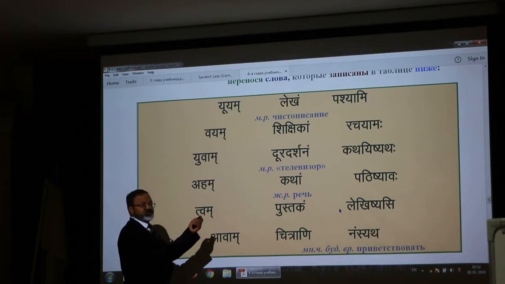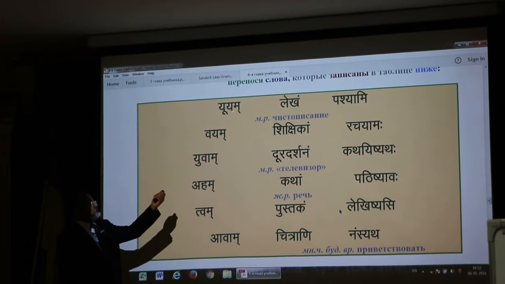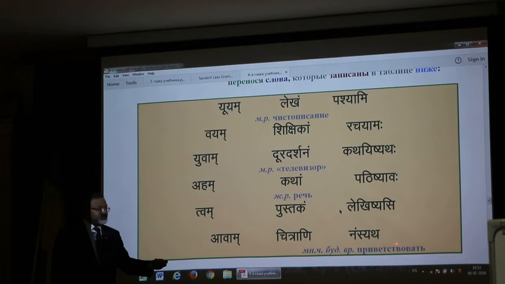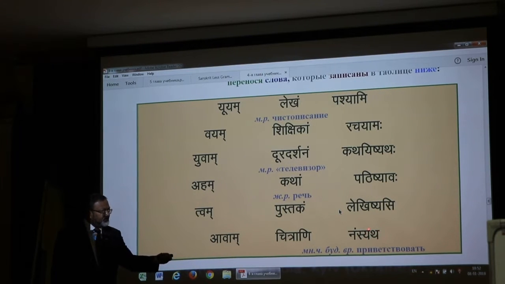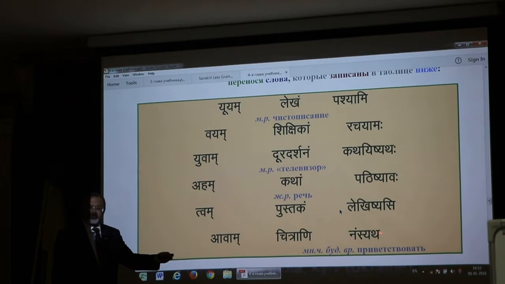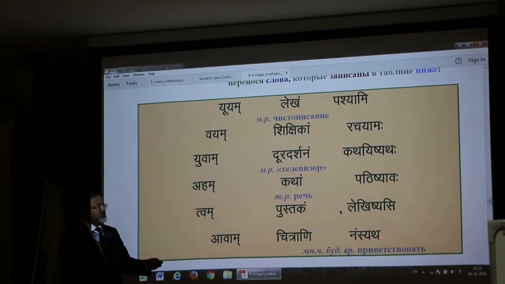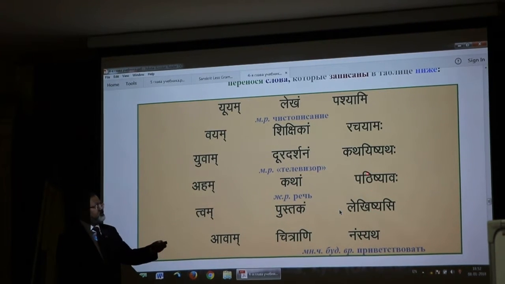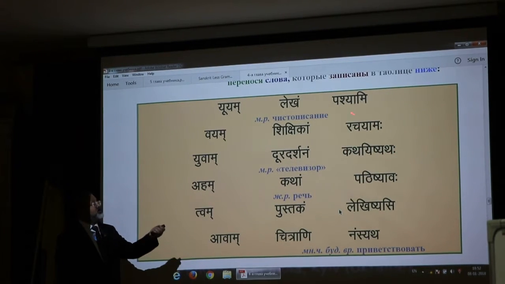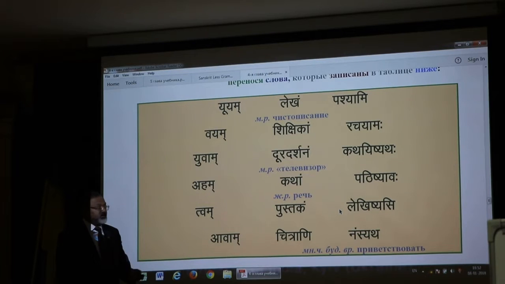What you need to understand, Yuyam only mixes with the last ending here. Third. It doesn't match with lekhisyasi, patishyavah, kathayishyatah, rachayamah, pashyami. It doesn't match. Only match is here.